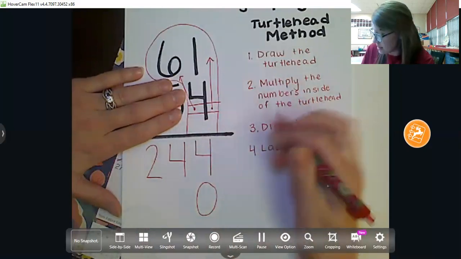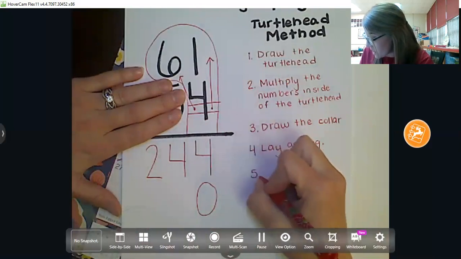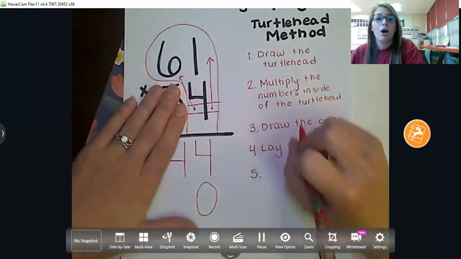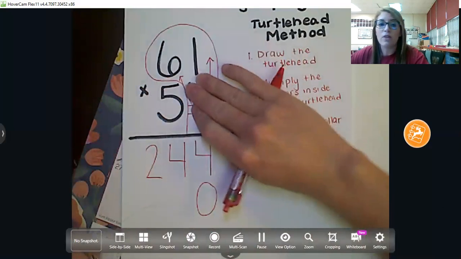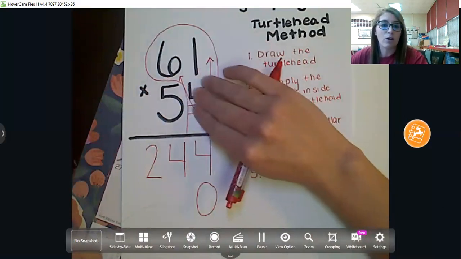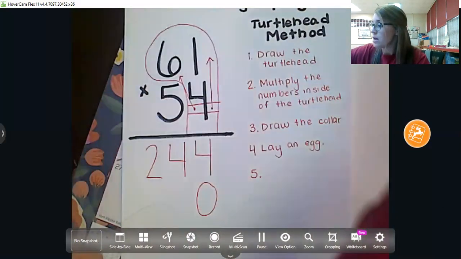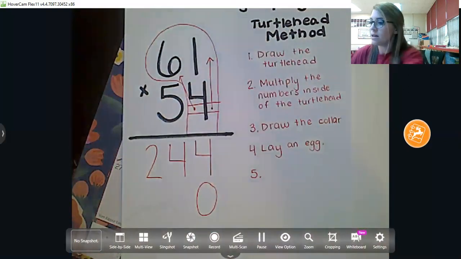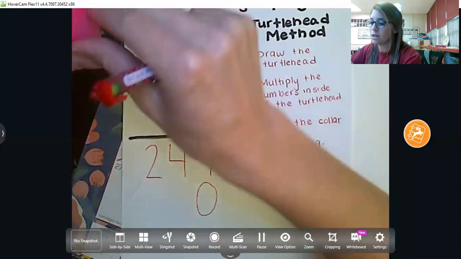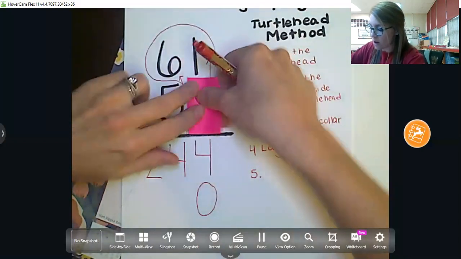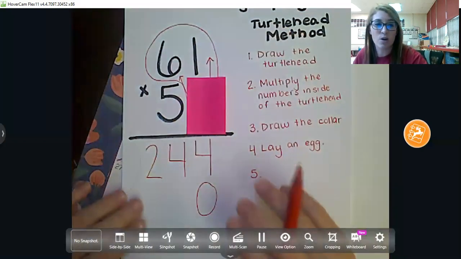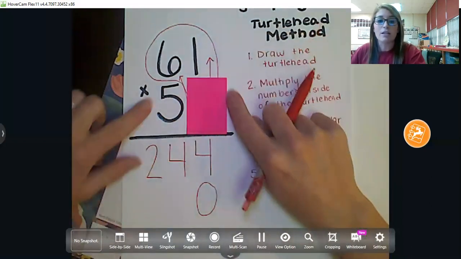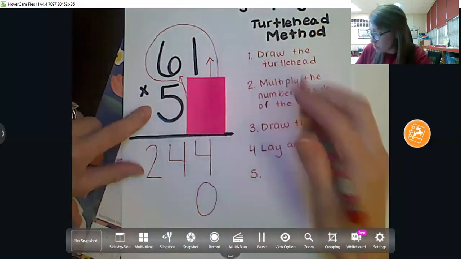All righty. So once we have drawn the collar and laid an egg, then we're going to move into the next step. This is where things get different. We are done with this 4 right here. That's why we drew that collar across it. So I'm actually going to put something over that right now. Let me find a smaller sticky note. I'm going to cover that 4 up because we are done with it and I don't want you to get it confused.